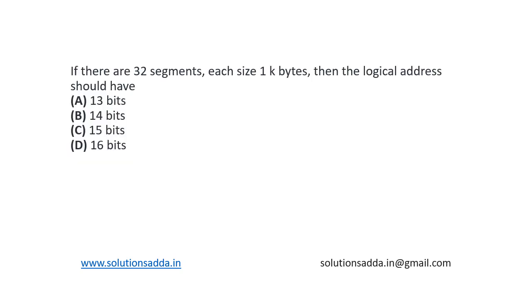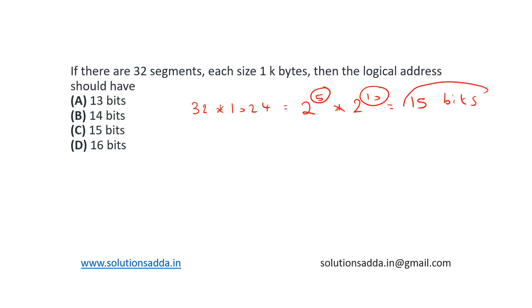This is a question from operating system. If there are 32 segments, each having size 1 kilobyte, then the logical address should have how many bits? So the logical address would be for each segment has 1 kilobytes and there are 32 segments. So 32 into 1024. This would be the total logical addresses that is available, and how many bits that it requires is we can rewrite it as 2 to the power 5 into 2 to the power 10. So it requires 15 bits, that is sum of this plus this. 15 bits are required for the logical address. Based on the options, option C is the right answer here.